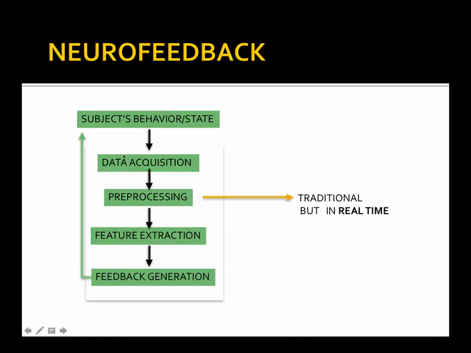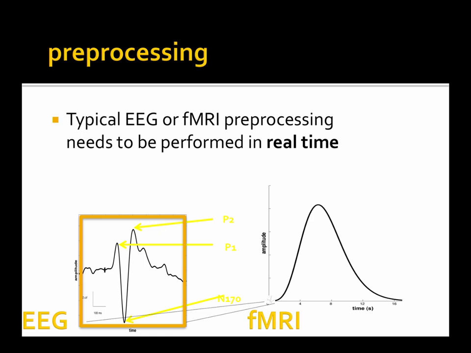So as I mentioned, the pre-processing will be, again, traditional, but in real time. So this is what I was just mentioning. If you were going to combine these two signals, you need to define what to look for. And just as an example, when I mention real time, the question is, what is real time? How fast needs to be real time?